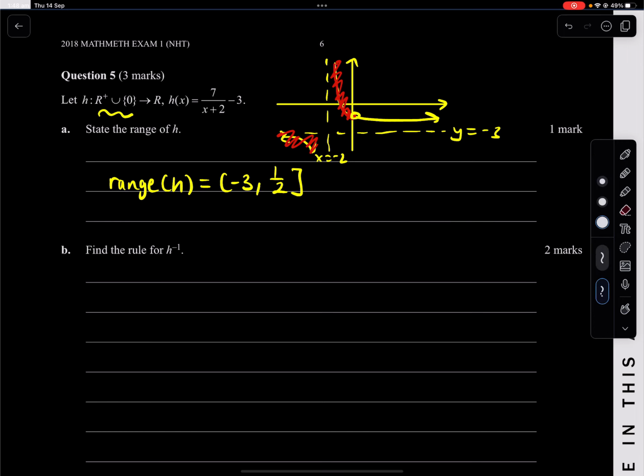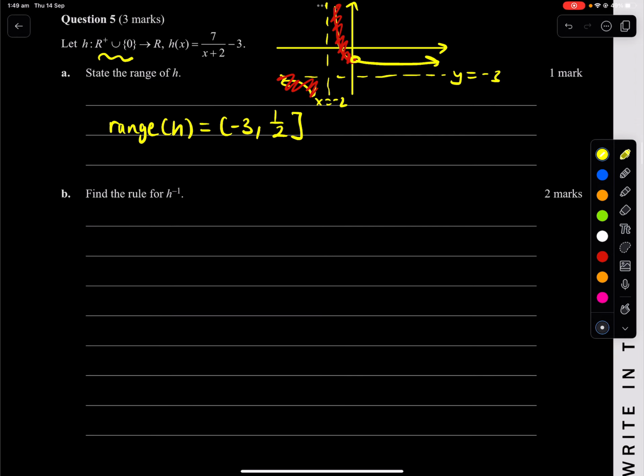Alright. State the rule for h inverse. So what we have to say is that we want to let h of x equal y, and we want to interchange x and y.